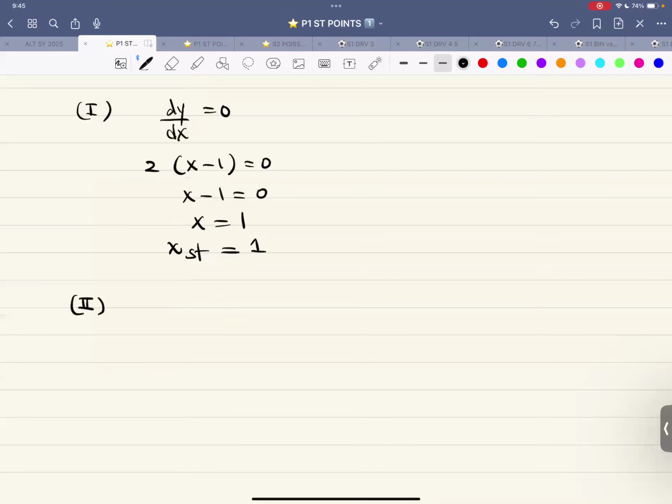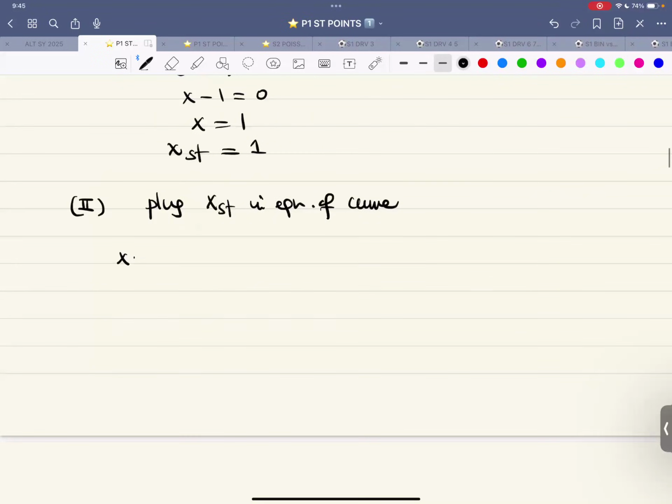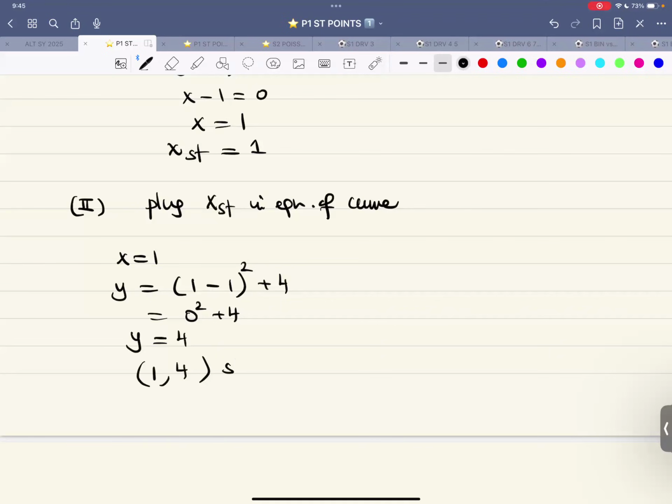Second step, to find y coordinate of stationary point, plug x coordinate of stationary point in equation of curve. What is the equation of curve? (x minus 1) whole square plus 4. When x is 1, y is (1 minus 1) whole square plus 4, which is 0 square plus 4, which comes out to be 4. Therefore, 1 comma 4, that is the coordinate of the stationary point.